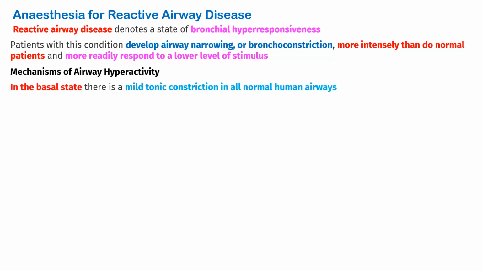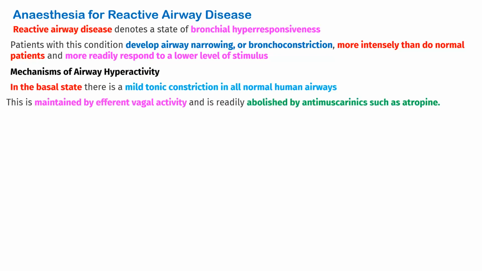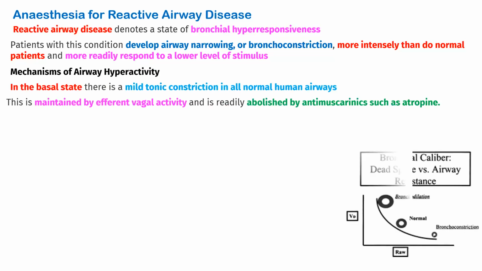So the first thing that you have to describe in the answer is the airway hyperreactivity. What is the mechanism? In the basal state, as you rightly said, there is a mild tonic constriction in all normal human airways. This is maintained by the vagus, and of course it can be abolished by antimuscarinic agents like atropine or glycopyrrolate.